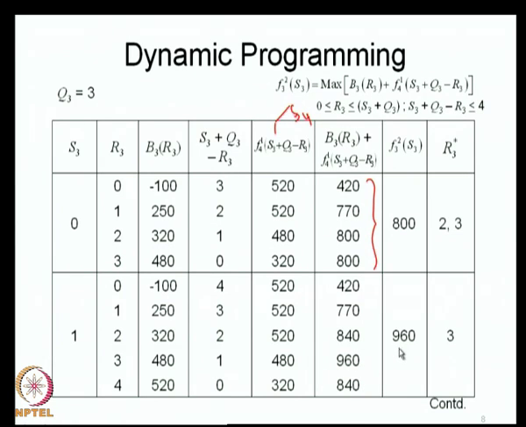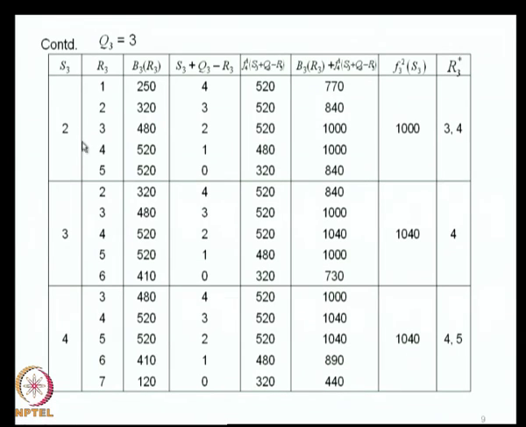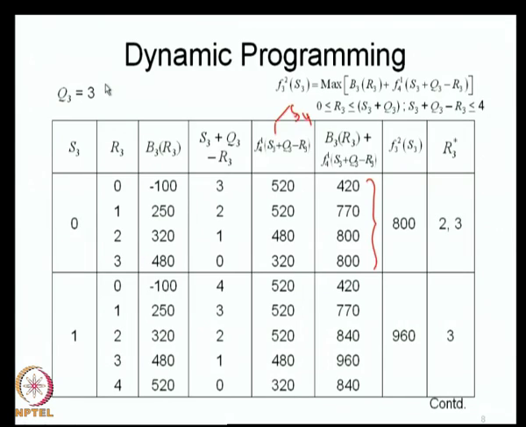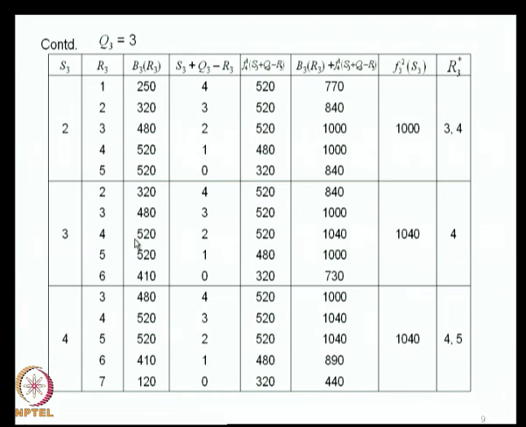Then pick up the maximum of that, which will be 960. That corresponds to 3, which defines R3* to be 3. Then you go to 2 and do the same calculations again. Remember, we are starting with a release of 1 and not 0 as earlier, because 2 plus 3, 5, is 1 unit above the capacity, which is 4, and therefore the minimum release that you have to make is 1.